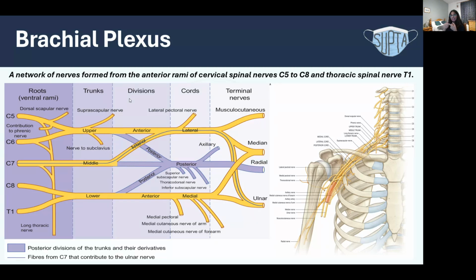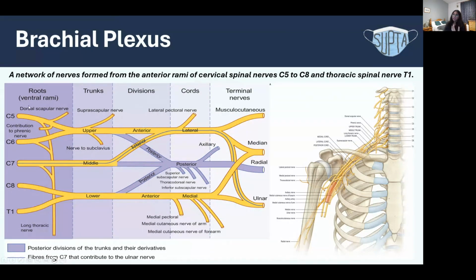And so it's C5, C6, C7, C8. Yes, we have 7 cervical vertebrae, but we have 8 cervical nerves. And we have spinal nerve T1. Okay. So basically, it's divided. So these are what we call our nerve roots. So C5 to T1 are our nerve roots. So C5 and C6 join together to form an upper trunk. C7 is kind of a loner, so it goes on its own, middle trunk. And C8 and T1 join together to form the lower trunk. Okay. And each trunk has an anterior and a posterior division. Okay. So roots, trunks, and divisions.